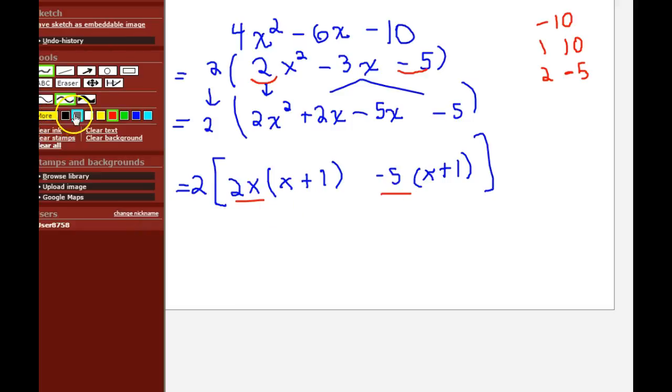And now we're ready for our last step. I'll put it in black. This is equal to 2, parentheses, 2x minus 5, x plus 1.